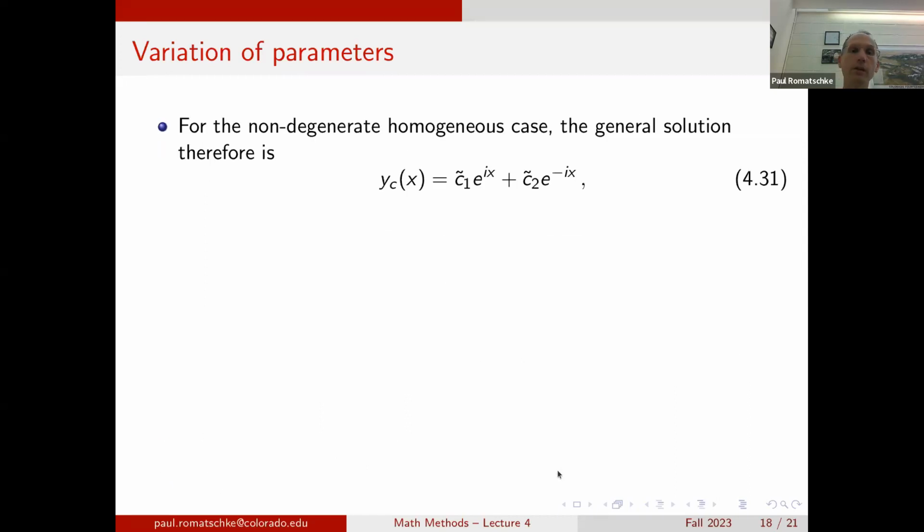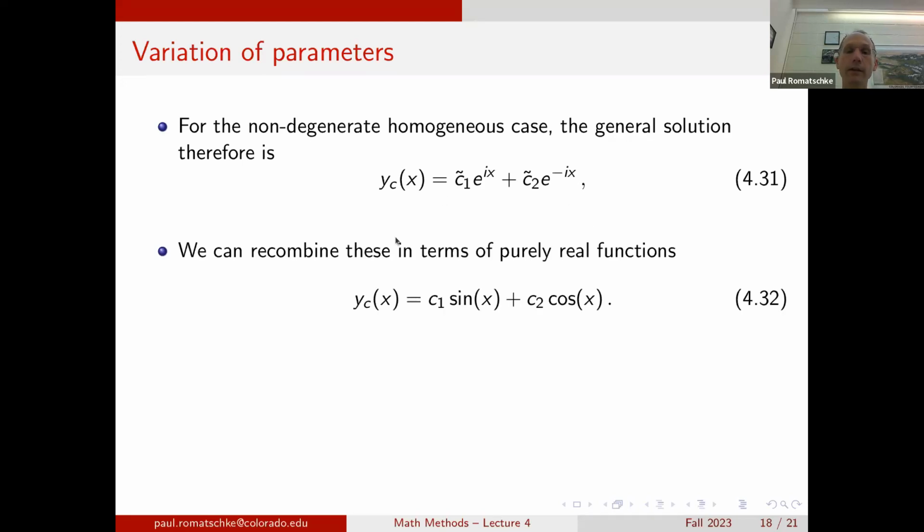So this is a non-degenerate homogeneous case. We can write down the general solution following the method before as c1 twiddle e to the ix plus c2 twiddle e to the minus ix, since i and minus i are the two roots of the characteristic polynomial. It's possible to work through this solution in this form, but since we want to deal with real functions, we can rearrange terms such that we can express y of x in terms of sine of x and cosine of x with two different coefficients c1 and c2.